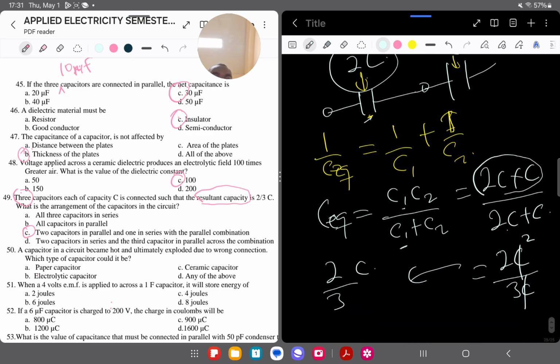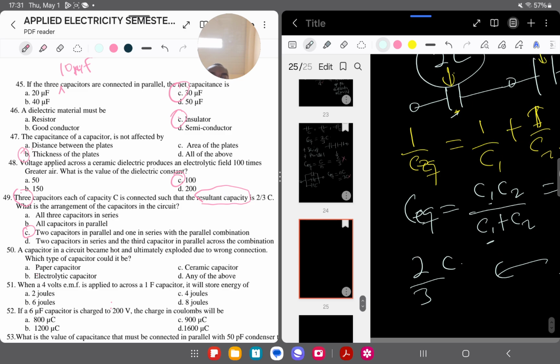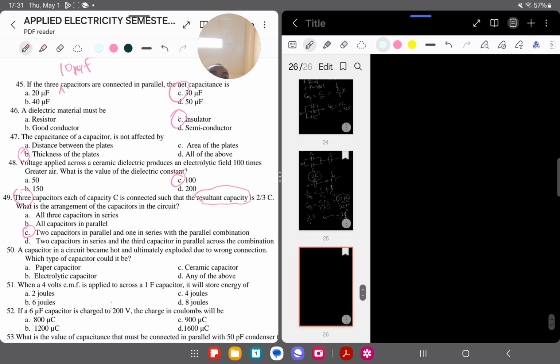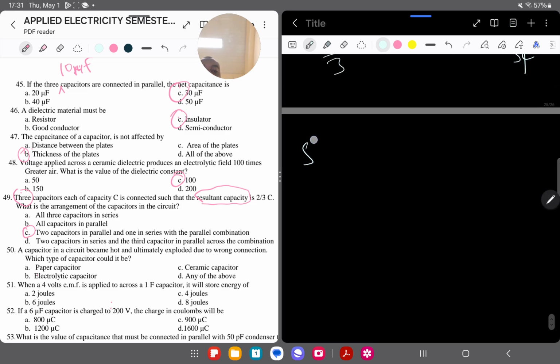Now we go to question 50. I've not even been writing the question number here. Question 50: A capacitor in a circuit became hot and ultimately exploded due to wrong connection. What type of capacitor could it be? Looking at the types of capacitors, you have to be careful when it comes to the connection, especially polarity, right? It is the electrolytic capacitor.